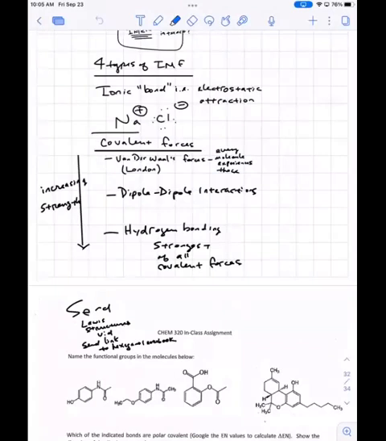All right. So yesterday we started talking about intermolecular forces and polar covalent, not polar covalent bonds, but different types of intermolecular forces like London forces, like dipole interactions, like hydrogen bonding, and then ionic bonds. And today we're going to extend that, and we're going to talk about a couple of things.